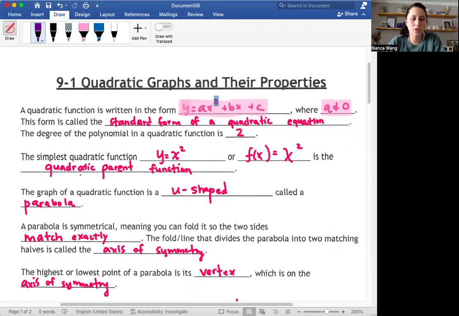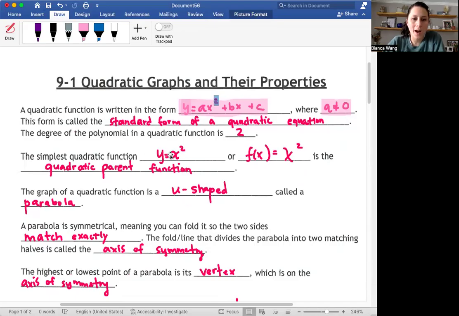So the simplest quadratic function is just y equals x squared, because as long as it's to a degree of 2, it counts as being a quadratic, right? Or the parent function of the quadratic would be f of x equals x squared. When we see the f of x, it just means it's a function. Instead of calling it an equation, we call it a function.